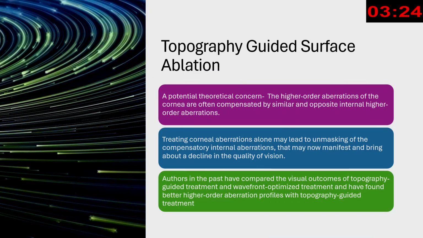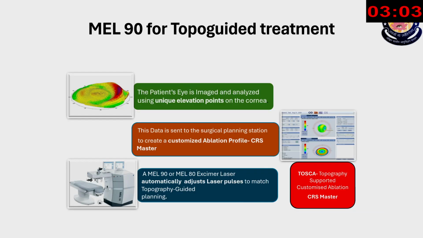However, there are certain theoretical concerns with topography-guided treatment. One is that the higher-order aberrations of the cornea usually are compensated by similar and opposite internal higher-order aberrations. So treating the corneal aberrations alone may lead to unmasking of the compensatory internal aberrations that may now manifest and bring about a decline in quality of vision. However, clinically, the outcomes of topography-guided treatment have remained good.